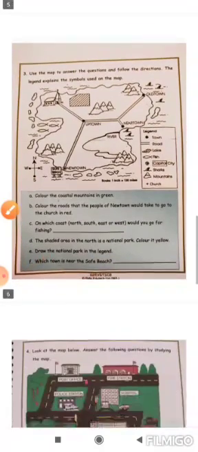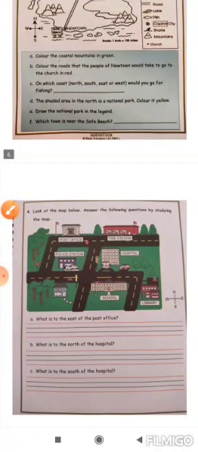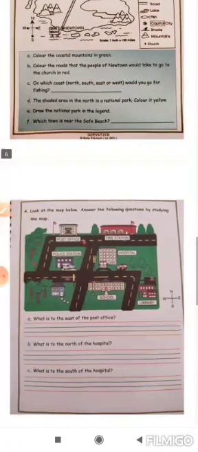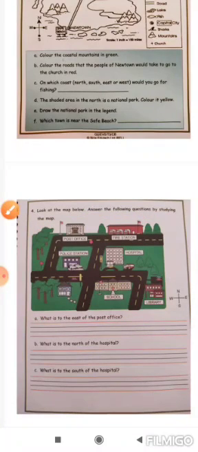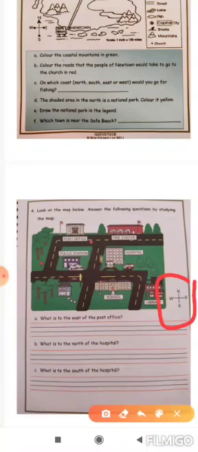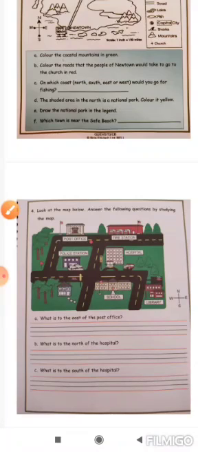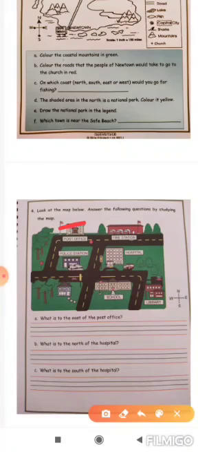Is it clear, student? Next is look at the map below. Answer the following questions by studying the map. First of all, we have to study this map which is given. Then we have to take the help of these directions which are already given: north, south, east, west. For example, I will do one for you. What is to the east of the post office? First of all, we will find where is post office. Post office is here. And question asks us where is to east of the post office.